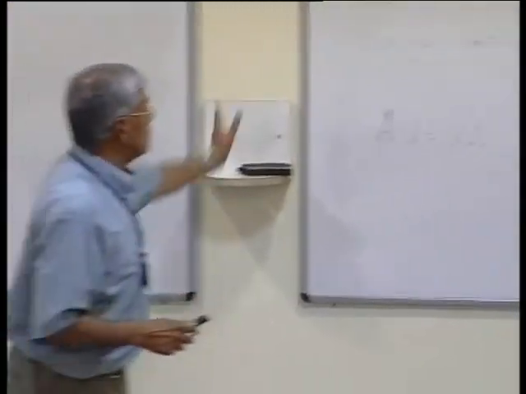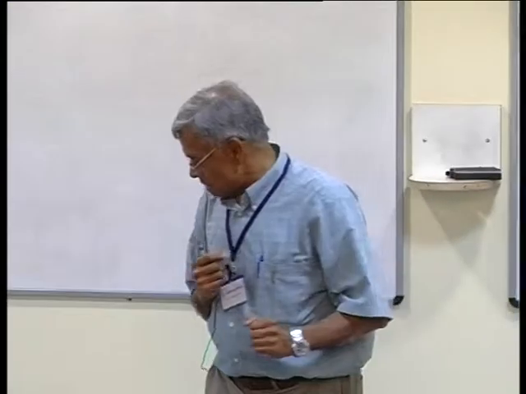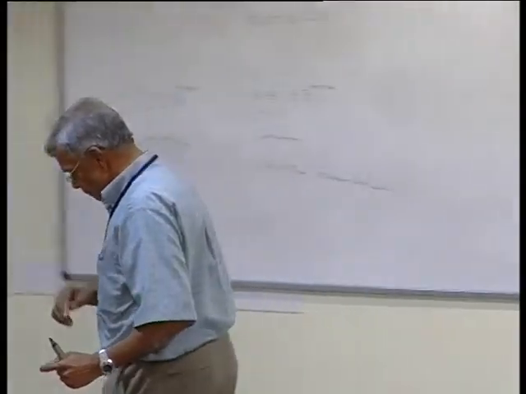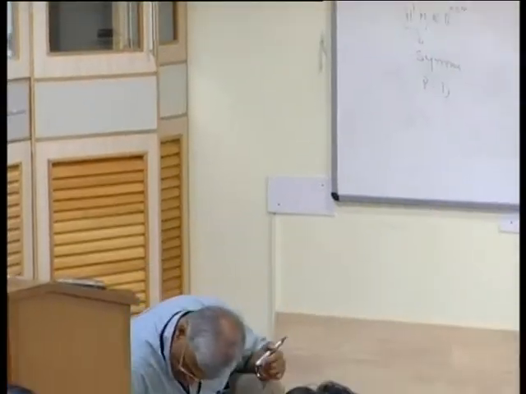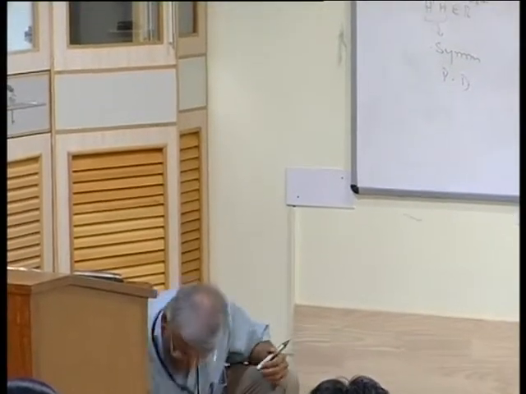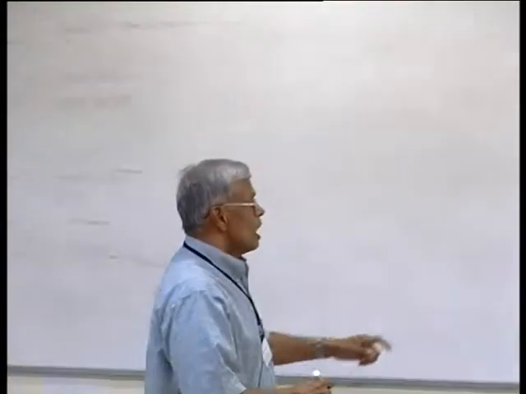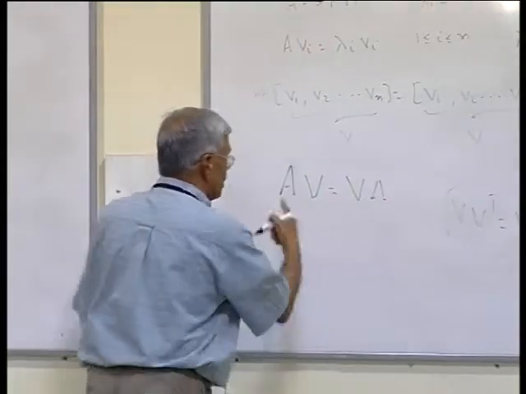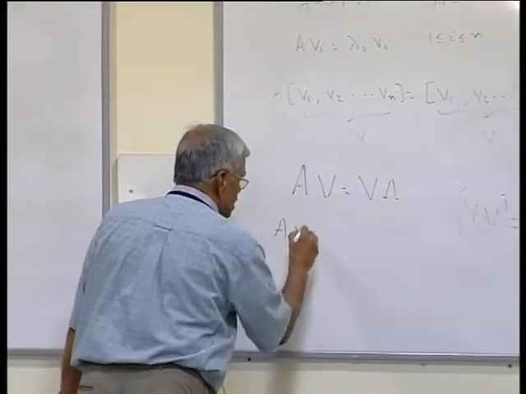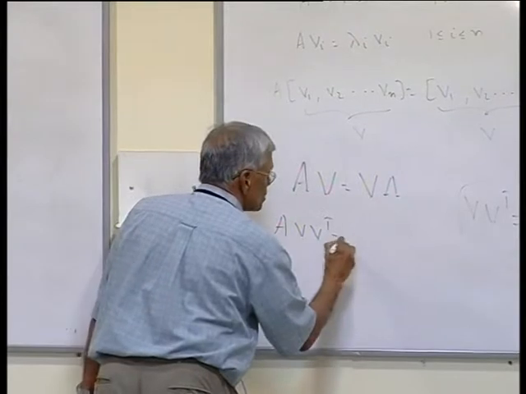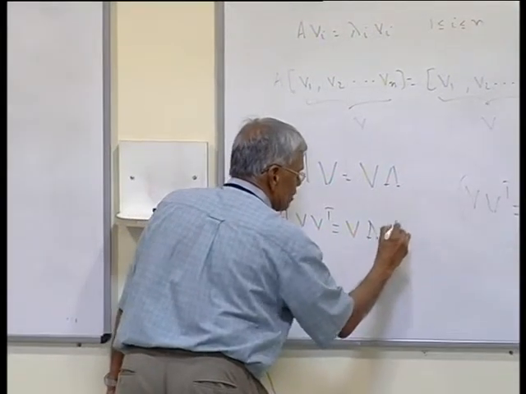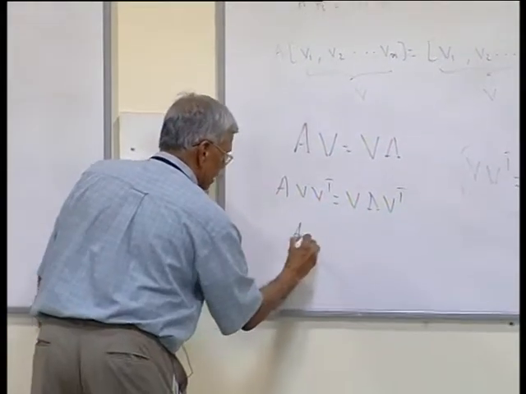All these things come together from the property, namely that the matrix A is symmetric and positive definite. Now I can multiply both sides by V transpose: A V transpose is equal to V lambda V transpose. This is identity.